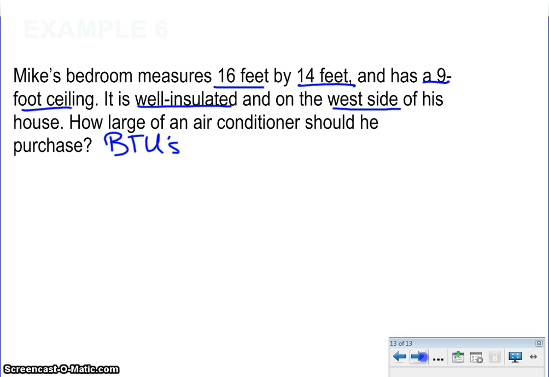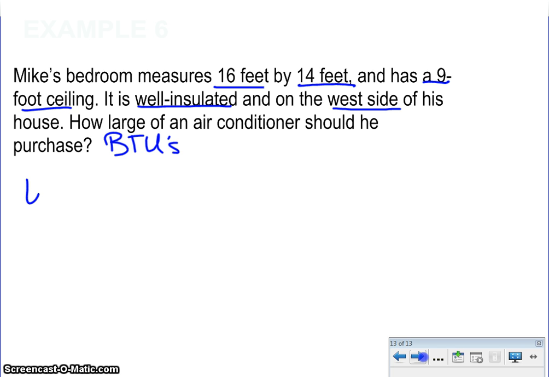Why do we do this? If you get one that's too small, it overworks. It's working all the time. It can't circulate the air, so it never gets cool. Use one that's too big, and you're overflowing the area, and you turn it on, and it's just always cold. So you need to make sure you're getting one exactly right for you.